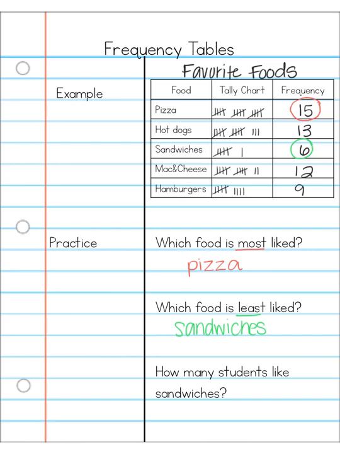The next question says, how many students like sandwiches? This is just asking us to look for the frequency. So what I'm going to do is go into my frequency table and look for the sandwiches section. And then I'm going to look for the frequency. And the frequency of sandwiches was 6. So someone answered sandwiches 6 times when we asked what their favorite food was.